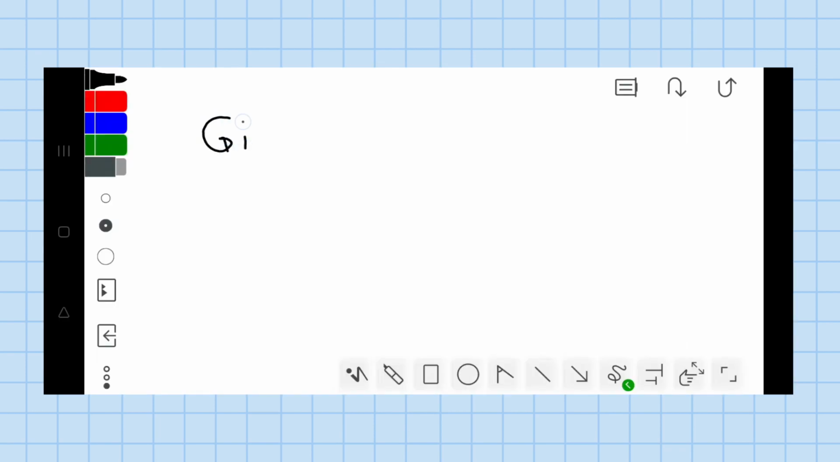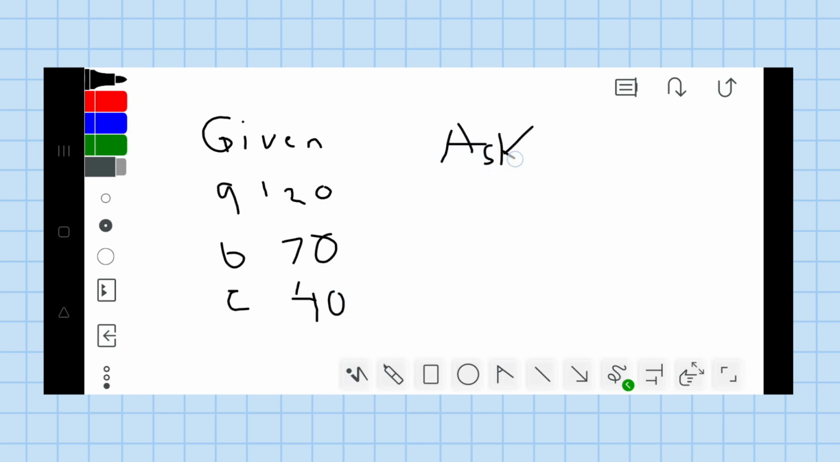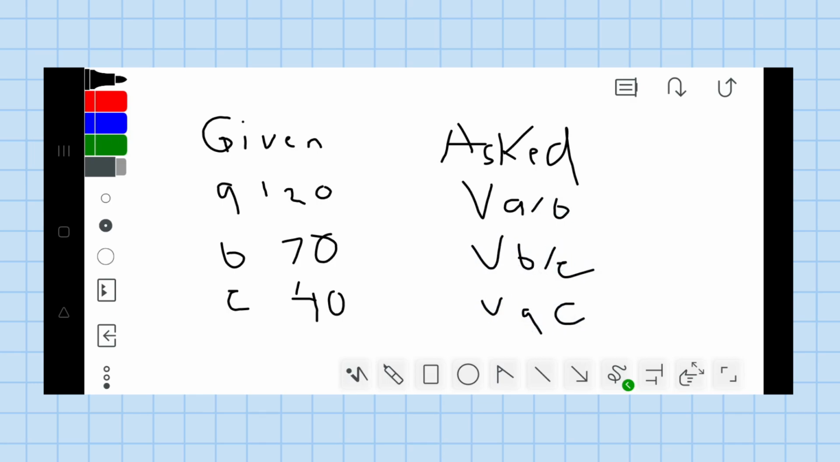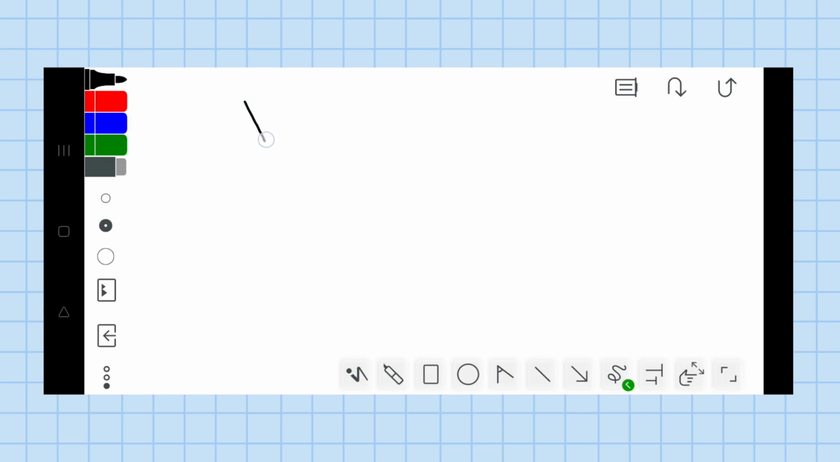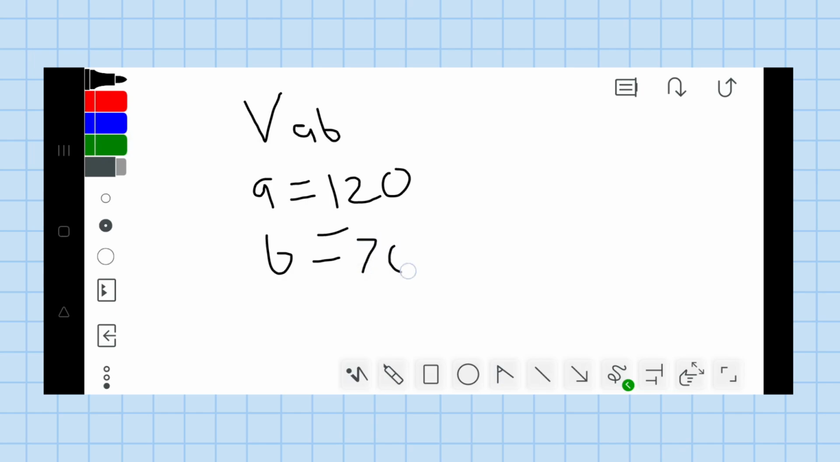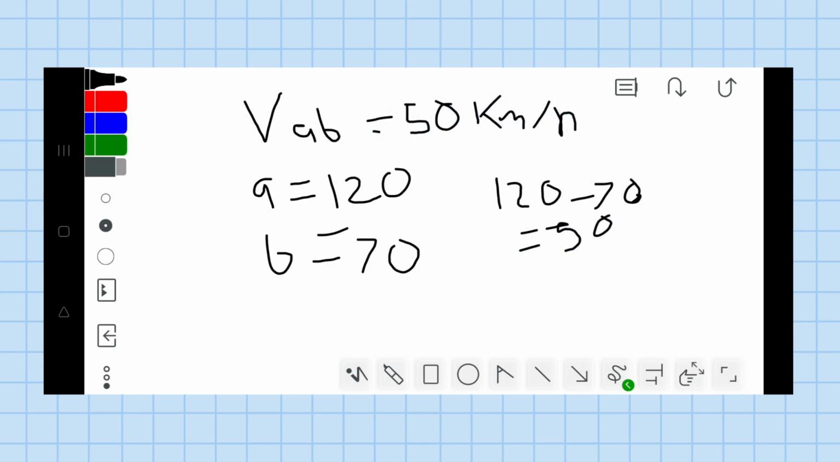For our given, we were given cars A, B, and C, moving at 120, 70, and 40 kilometers per hour respectively. Now we were asked to find the relative velocities of car A to B, car B to C, and car A to C. Now from what we can tell, it is a 1-dimension problem. So for car A to B, we have car A's speed of 120 and car B's speed of 70. We would use the 1-dimension solution, so we would just subtract each other's speeds, so we would be left with 50 kilometers per hour. So car A's velocity relative to B is 50 kilometers per hour.